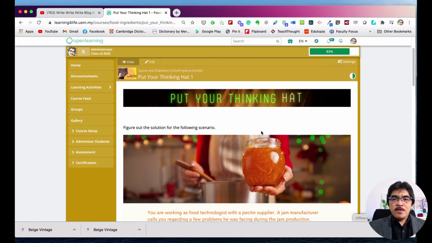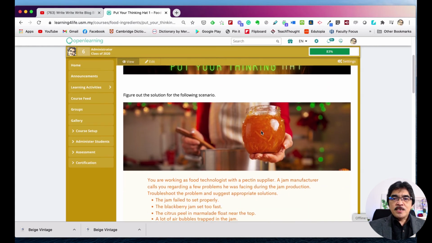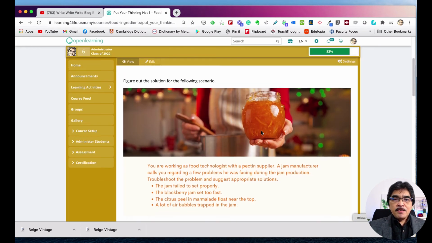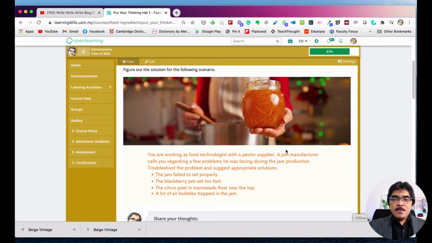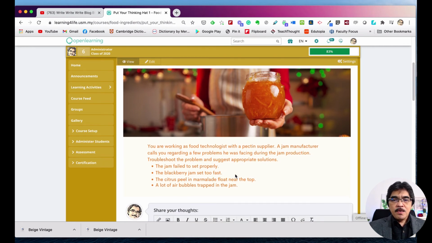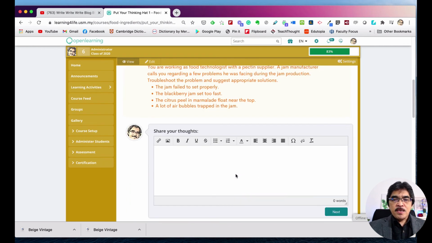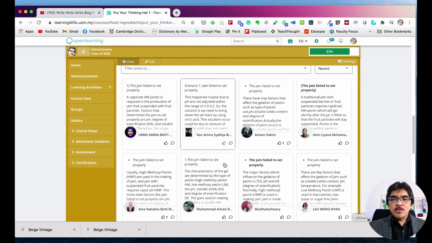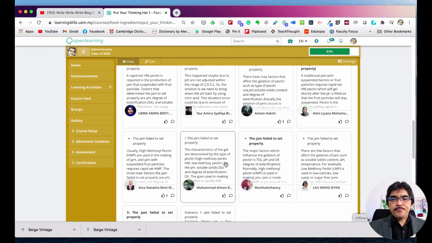This is an example, actually a real industry problem, by the way. Okay, and the problem is given there. It's a simple scenario-based kind of problem, not really a full scenario, and then they will share their thoughts, their answer here, and they will post it here, and it will appear here.